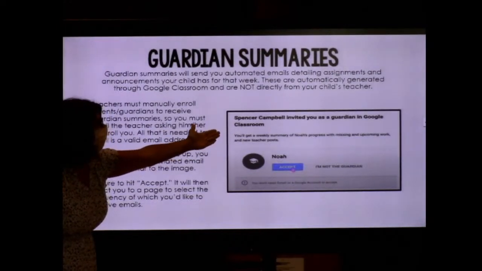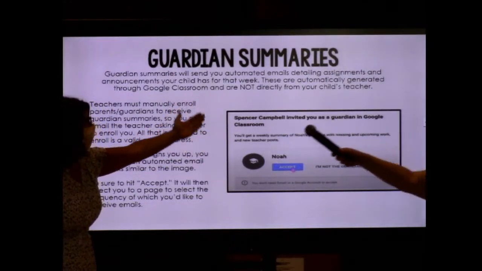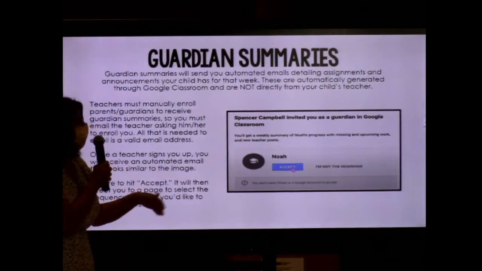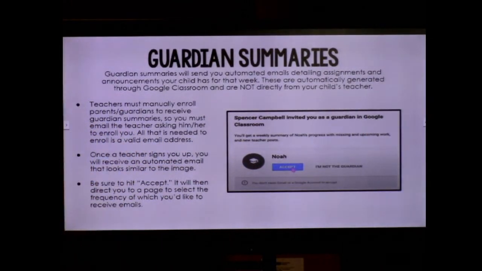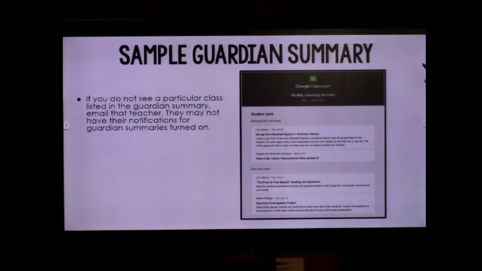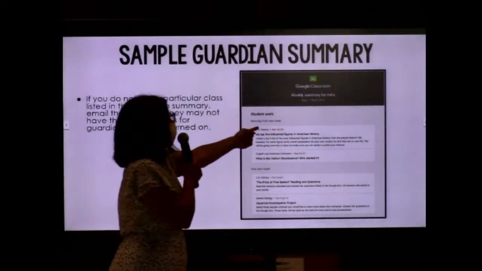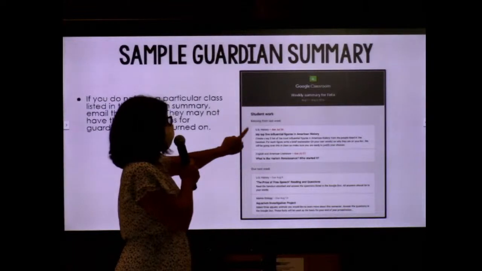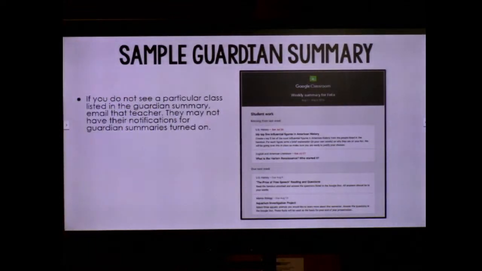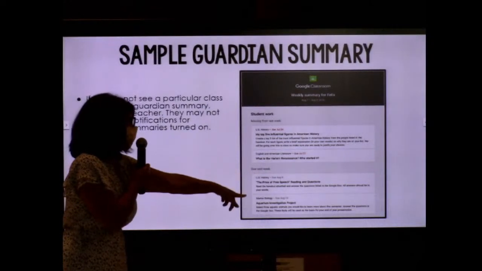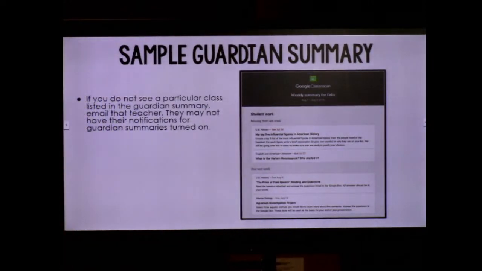So you'll see Spencer Campbell invite you as a guardian in Google Classroom. You'll get a weekly summary of Noah's progress with missing and upcoming work, like Mrs. Green was just saying. And we're going to show you an example. So this is an example of what you will receive as the parent if you sign up for getting these messages. On here you can see missing from last week these assignments. So that means that student did not hand in that work to the teacher. And then it says due next week, so you can see what is coming so that you can be helpful in getting your child to be organized and handing in their work, right?